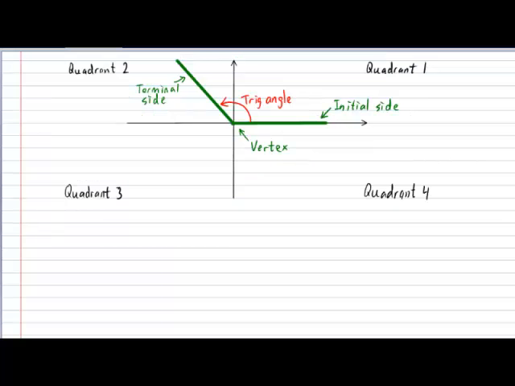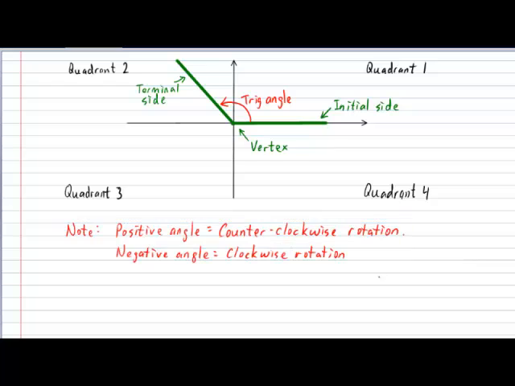We must make note of a very important convention used in the creation of a trig angle. The convention is as follows. If a trig angle is created with a counterclockwise rotation, then that creates a positive angle. On the other hand, if the trig angle was created through a clockwise rotation, then it would be denoted as a negative angle. And that's all there is, ladies and gentlemen, to what is meant by a trig angle.